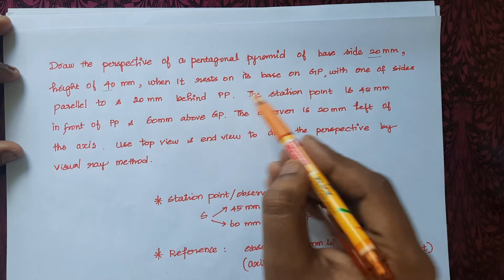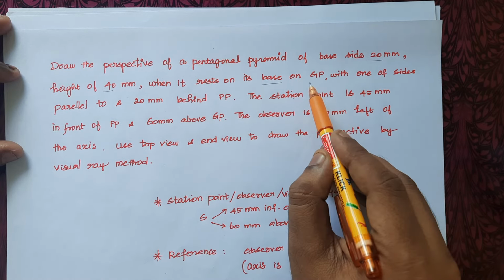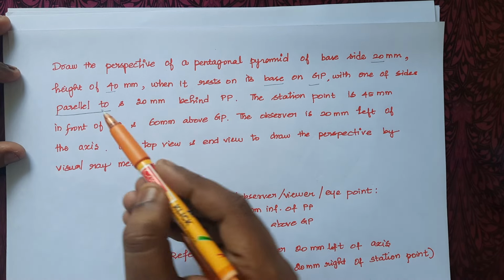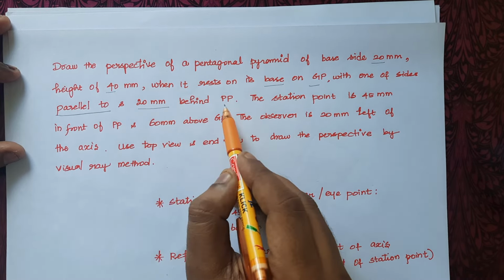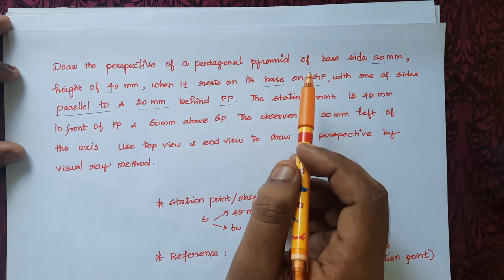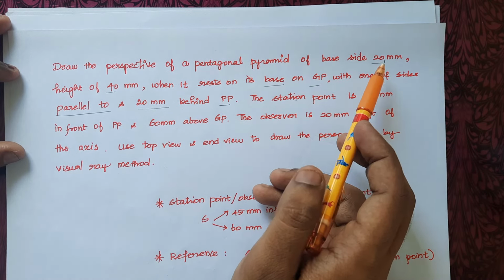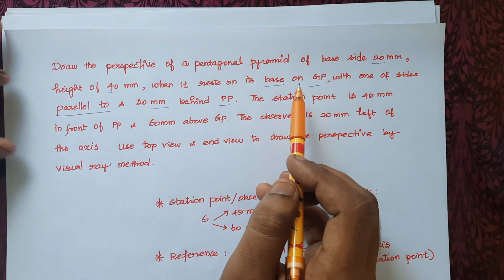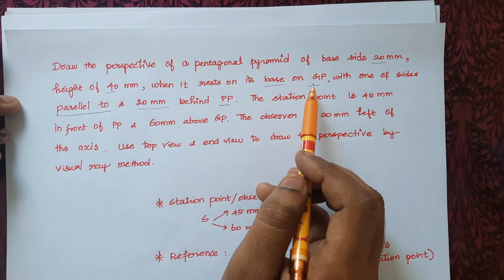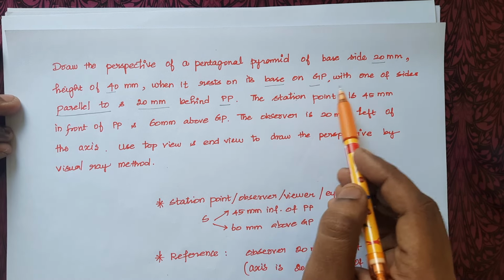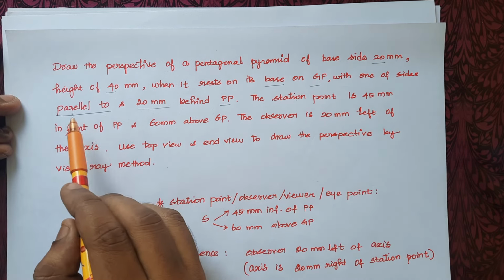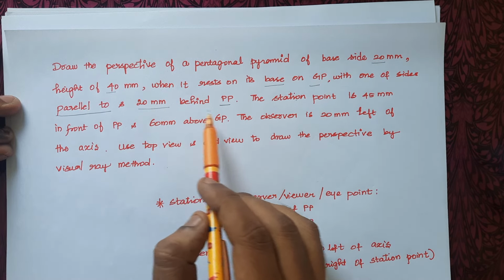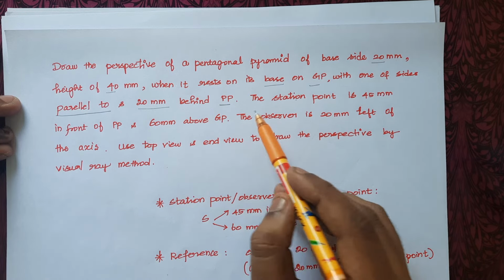When it is resting on its base on ground plane GP with one of its sides parallel to and 20 mm behind PP. So they have said that a pentagonal pyramid is there of base side 20 mm and height of 40 mm that is resting on its base on GP. So it is resting on its base completely on the ground plane in such a way that one of the sides of the pentagon is parallel to, and at the same time 20 mm behind, the picture plane PP.